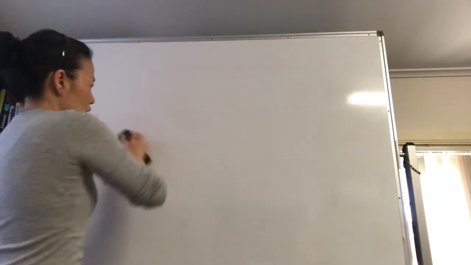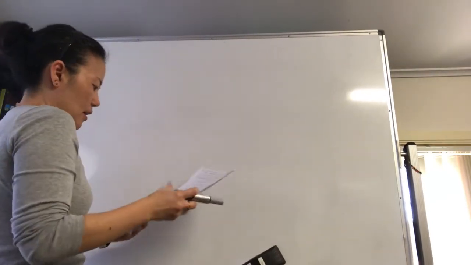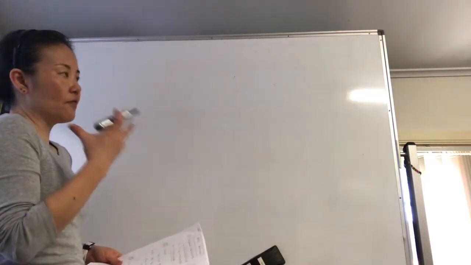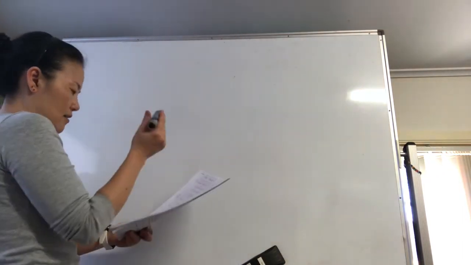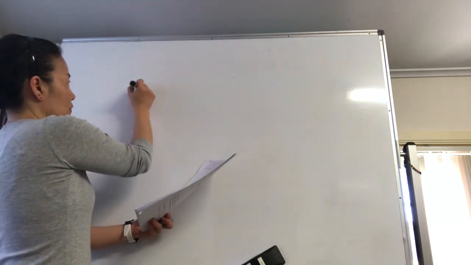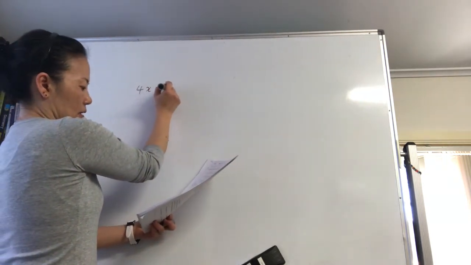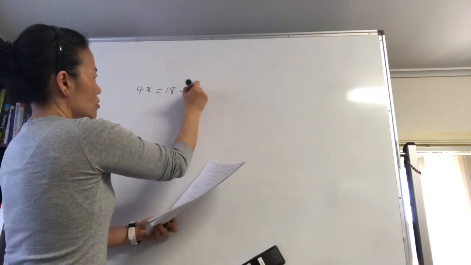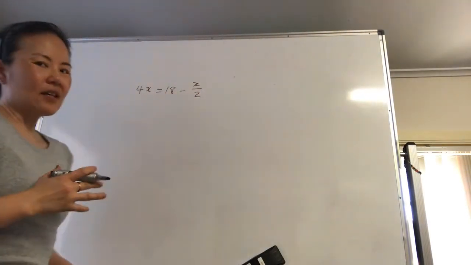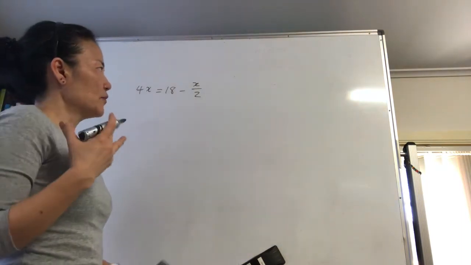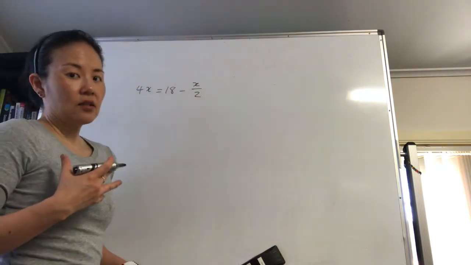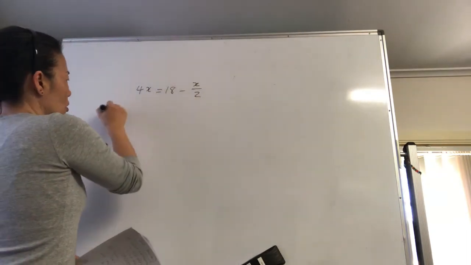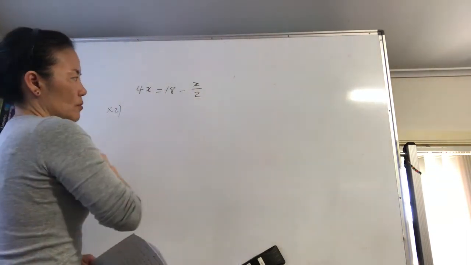So next question is solve. Now when it gets to solve, it means I want the value, the answer at the end, the number. So it'll be 4x minus 18 equals 18 minus x over 2. Now in this case, you have to really feel uncomfortable with the fractions here. So we need to get rid of the fraction. So I want to times by 2 on all 3 terms, equally.